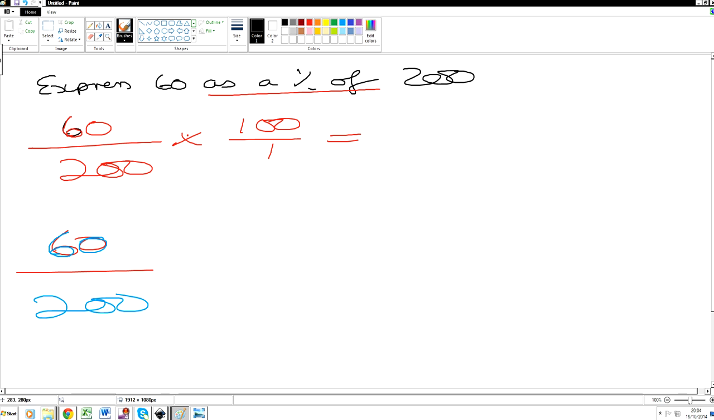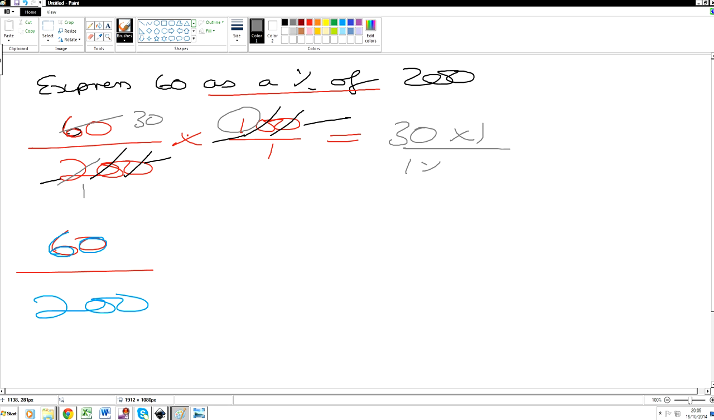So we will try to cancel diagonally and vertically. I'm going to do these two numbers here. I'll divide them both by 100. Then I'm going to cancel vertically. Divide that by 2, divide that by 2. That leaves me with 30 times 1 over 1 times 1. So that gives us an answer of 30 over 1 equals 30%. That's using the traditional method.